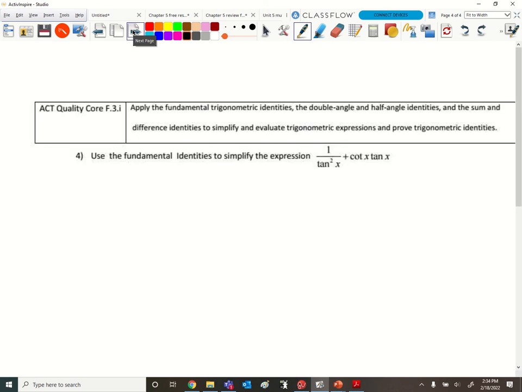Okay. Simplify the expression. All right, so we're going to do this one. So it says 1 divided by tangent squared. So to translate that to algebra, it's 1 divided by, what's tangent turn into? So y over x. So it's y squared over x squared. Plus sign. Cotangent. X over y. And tangent is y over x.